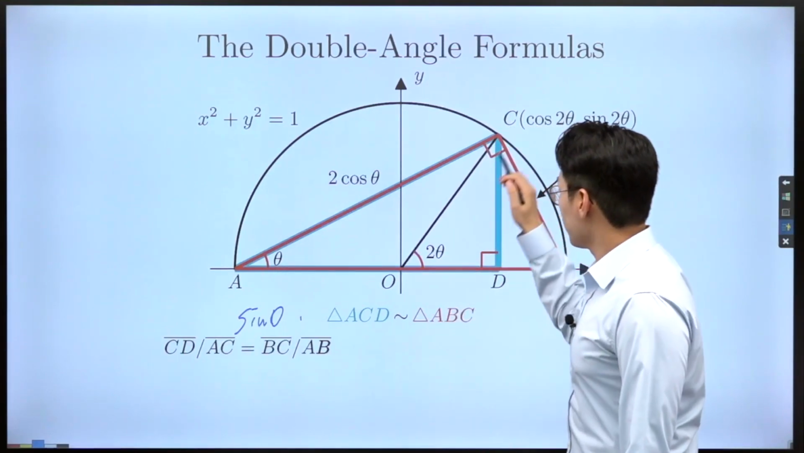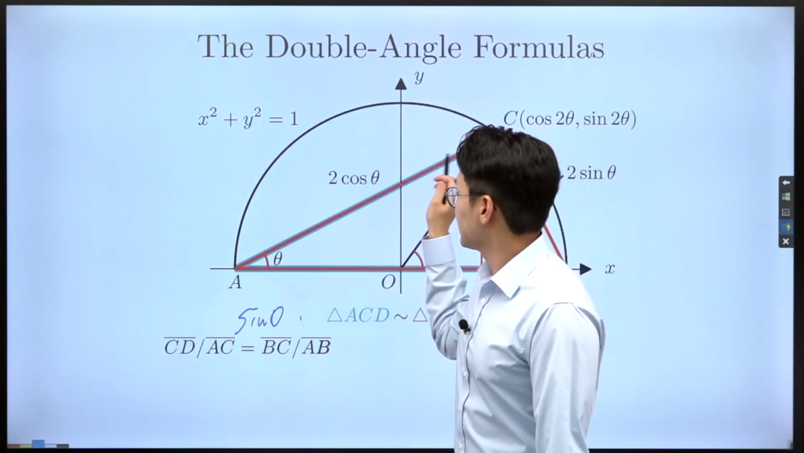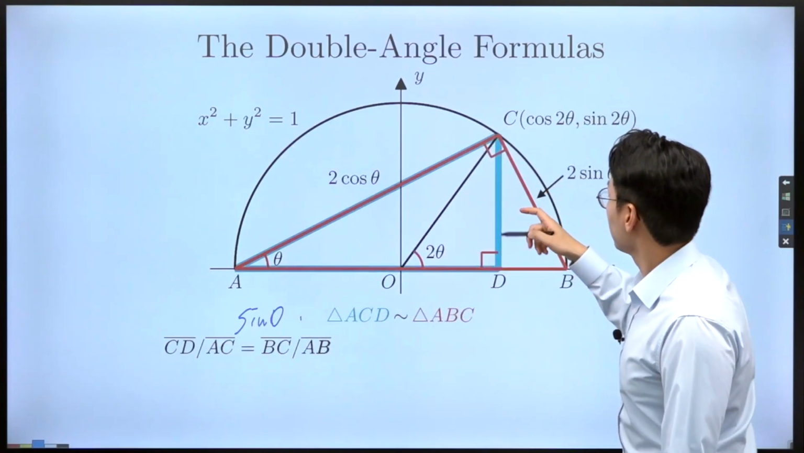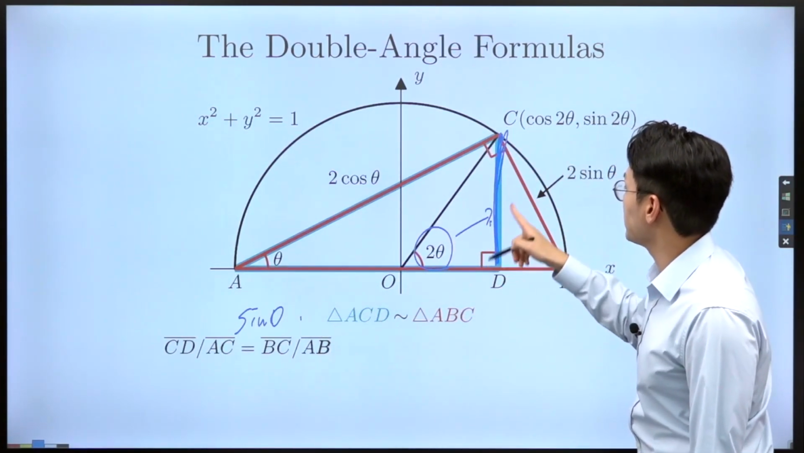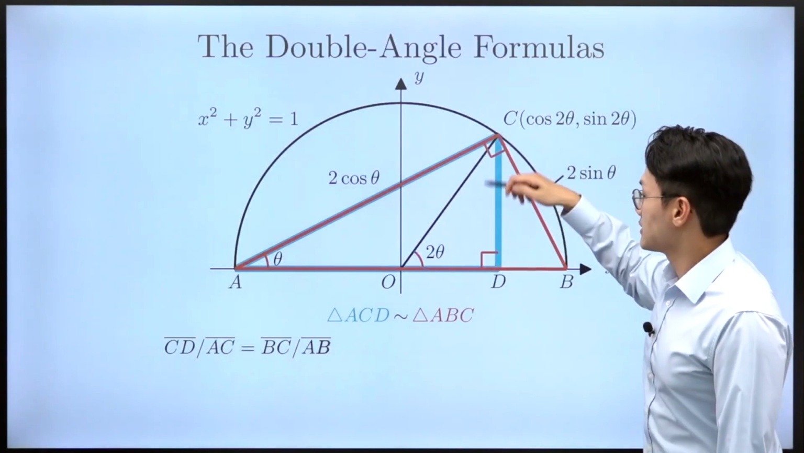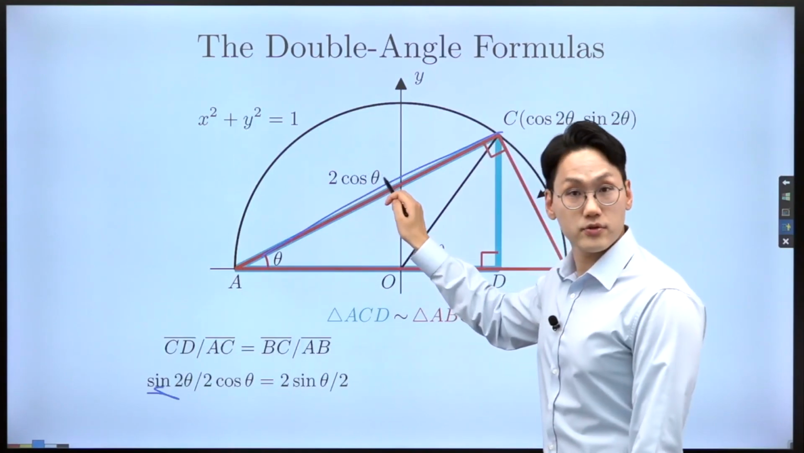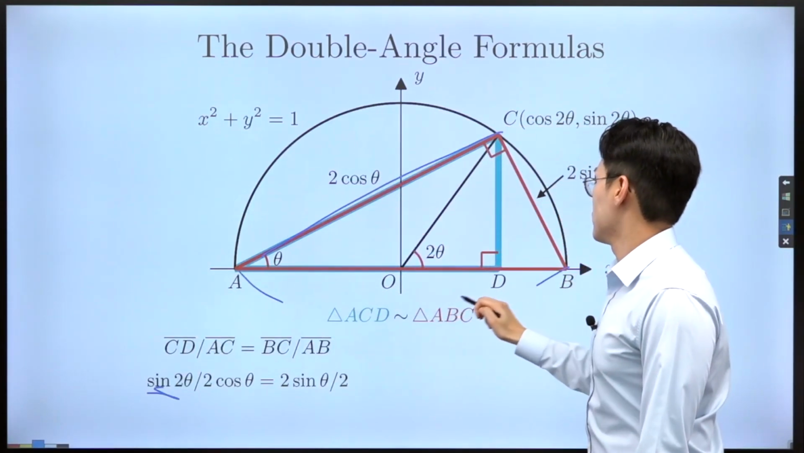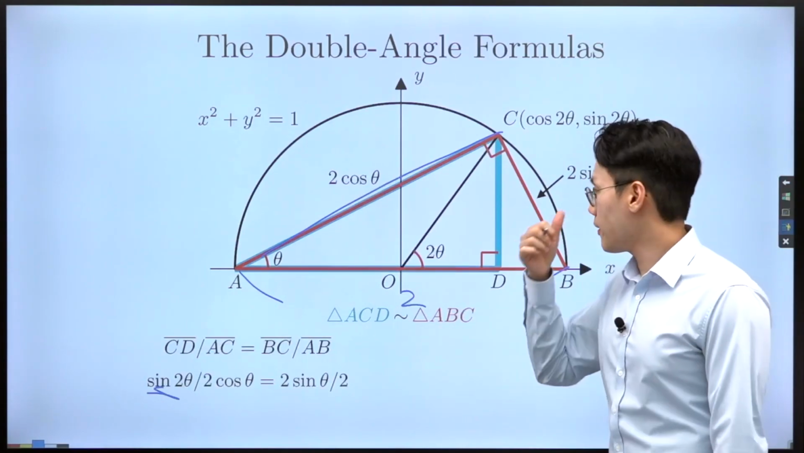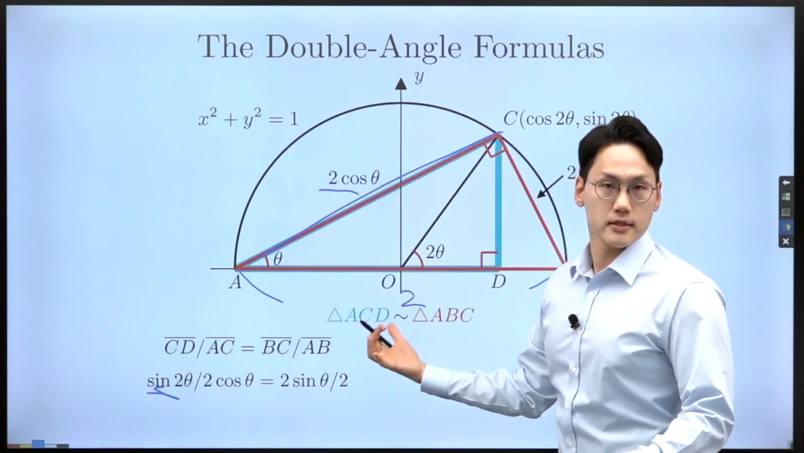So as you can see from the blue small triangle, CD over AC is sine theta, right? So if I try to find the opposite here from the angle 2 theta, that's going to be sine 2 theta, isn't it? Yeah. And then the hypotenuse is given by 2 cosine theta because this diameter is 2, because it's a unit circle, the radius is 1. Okay, and then the adjacent from the theta is going to be 2 cosine theta, no problem.